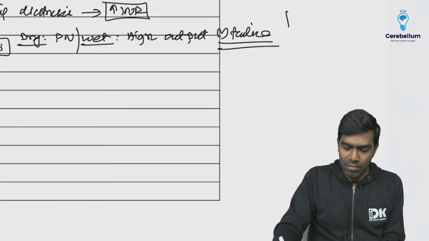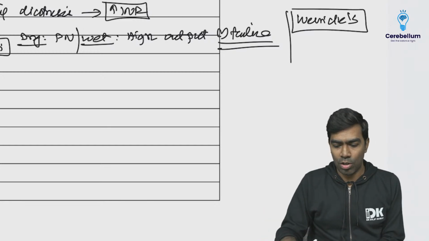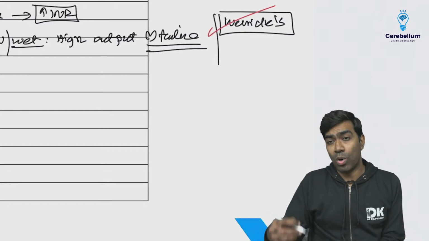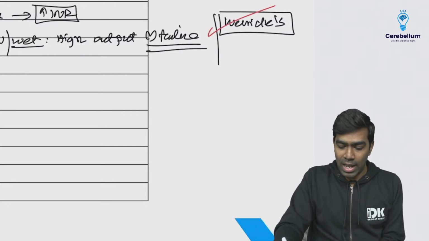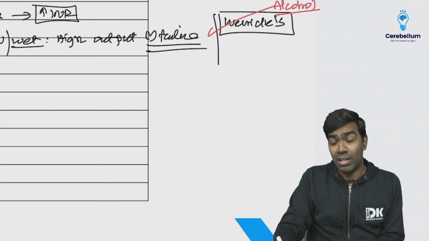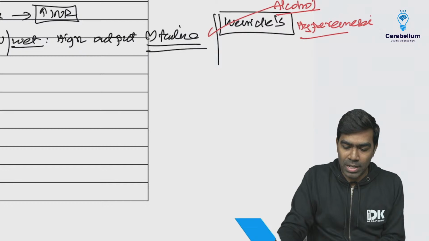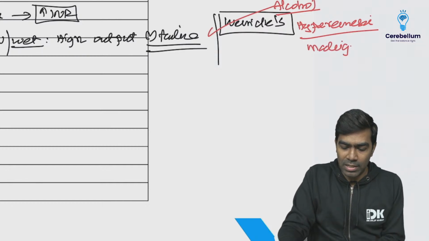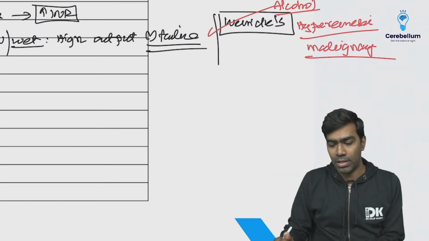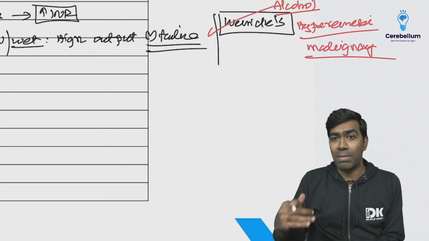And don't forget Wernicke's encephalopathy. Don't ever forget Wernicke's encephalopathy when you talk about B1 deficiency, thiamine deficiency. So who are the people that are prone to Wernicke's encephalopathy? Number one, alcoholics. Number two, pregnant ladies who are having hyperemesis gravidarum. And third, cachexic patients like malignancy, long-standing cancer. These are the three groups of patients who are going to develop B1 deficiency commonly.